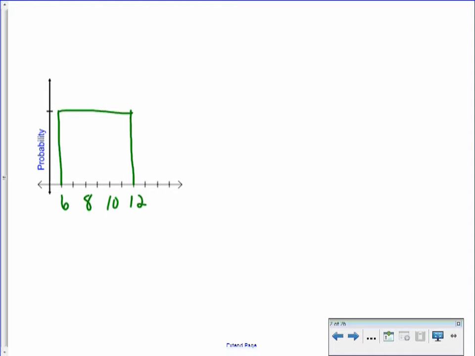And then, of course, we need to determine the height of our rectangle to complete our graph. So how tall is our rectangle? 1/6, because it is 6 spaces wide.